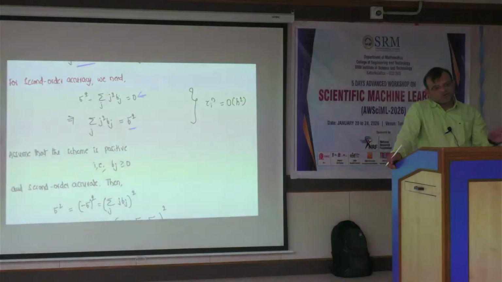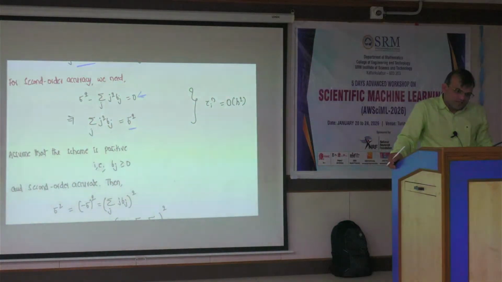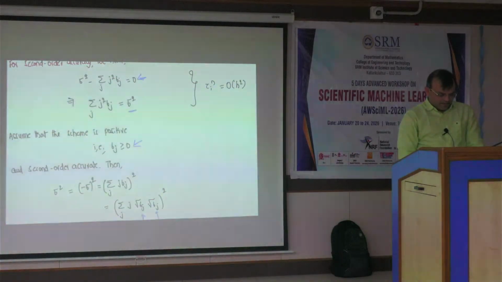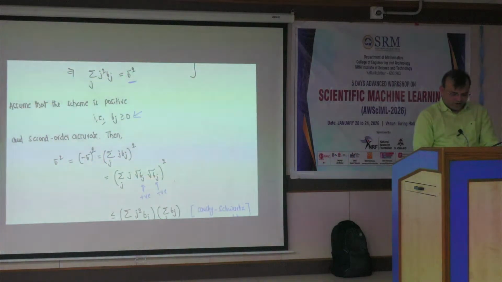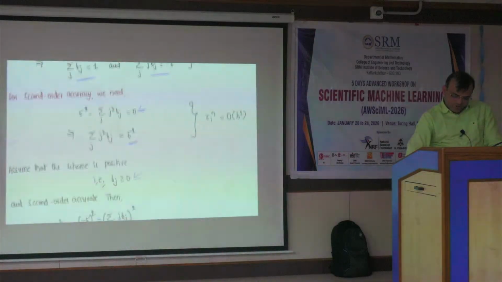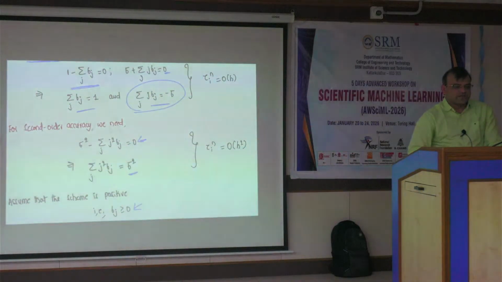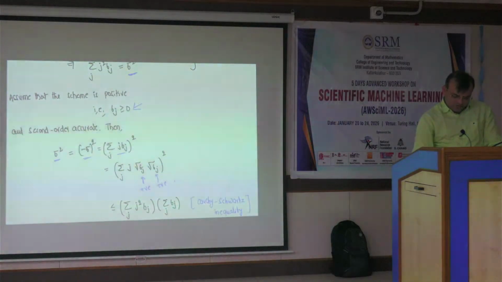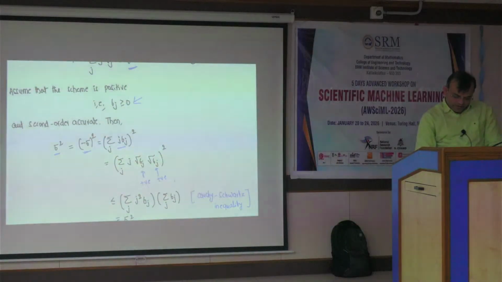Any linear scheme which is monotone means all the coefficients must be positive. So if you consider this to be positive, and the scheme second order accurate, this term sigma square we can write as minus sigma whole square. The minus sigma value comes from the summation over j times b_j, whole square. You can write this as square root of b_j and square root of b_j. When b_j is positive, the square root of b_j is also obviously positive.